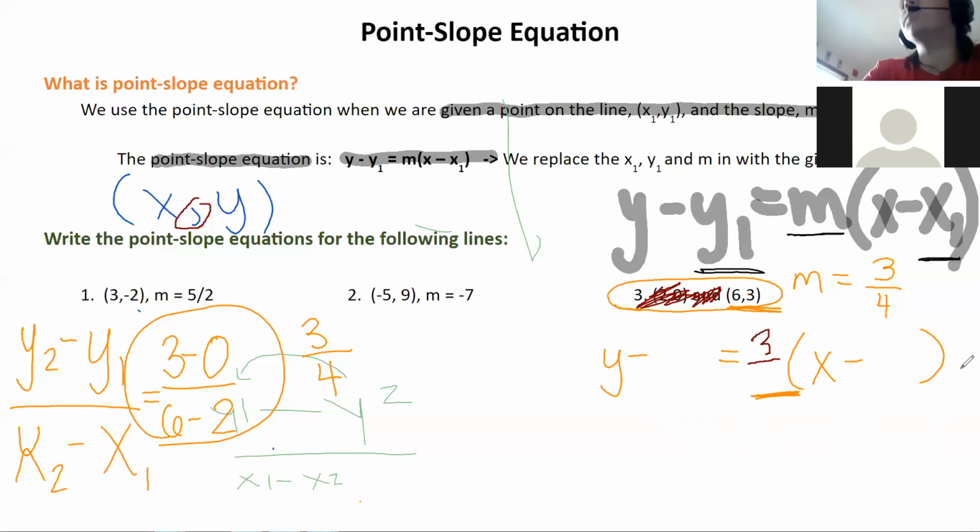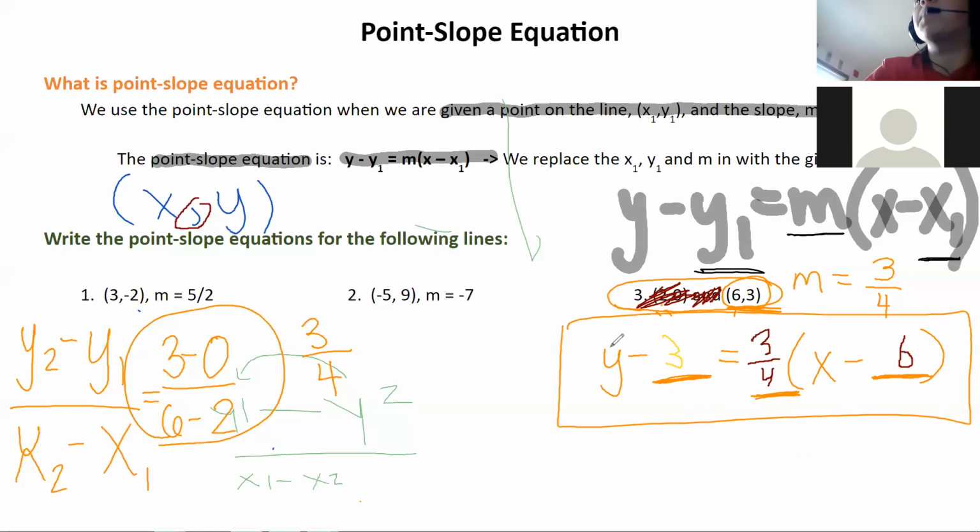Yep, 3/4. Okay, I need a y value to go next to this other y, and an x value to go next to this x. And you can use the x and the y from either one of those points, and we have decided to use 6,3. So that means the 6 goes next to the x, and the 3 goes next to the y. Very good. And we have our point slope formula. Yay! Does that make sense, my friends?